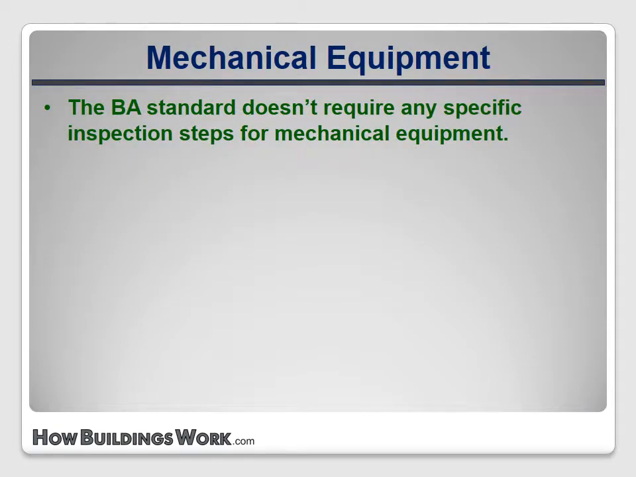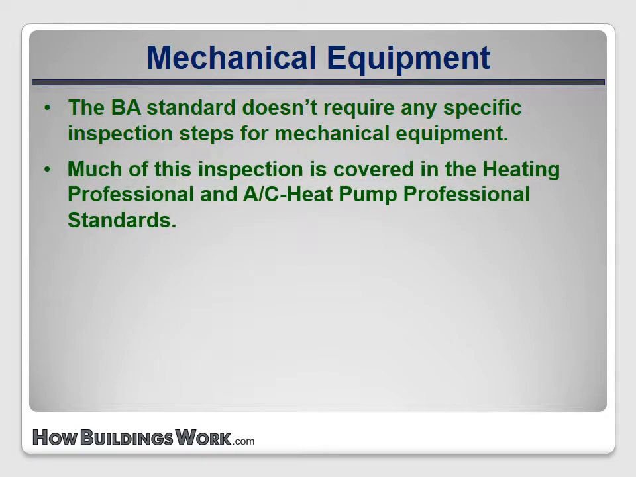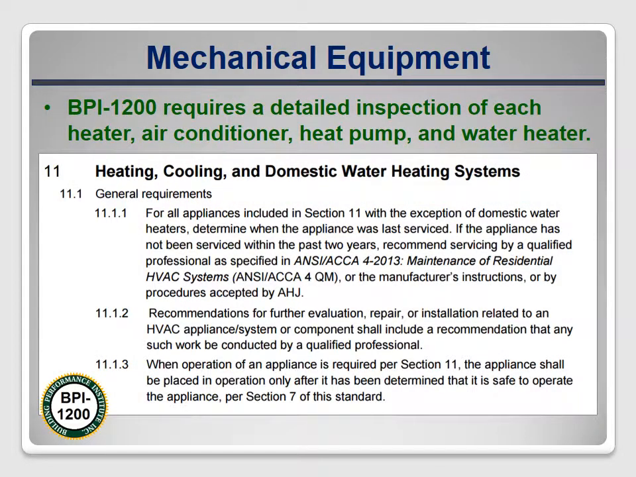The Building Analyst standard doesn't document any specific inspection requirements for mechanical equipment. But again, keep in mind that when the BA standard was written, BPI was also creating other documents. The Heating Professional and AC heat pump standards cover much of this information. BPI 1200 requires a detailed inspection of each heating, cooling, and water heating appliance. There are some general requirements for all of these appliances. The service history must be evaluated, and any repair or replacement recommendations must also include a recommendation that they be done by a qualified professional, and appliances should only be operated once the auditor has verified that they're in a safe condition.